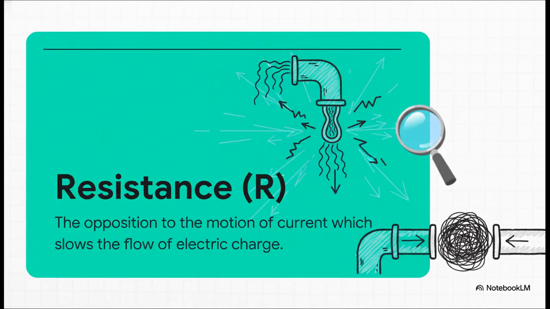And finally, that brings us to resistance, or R. This is basically anything that gets in the way of that flow. So sticking with our water analogy, this could be a really narrow section of the pipe, or maybe even a plug. Resistance works against the current, slowing it down.